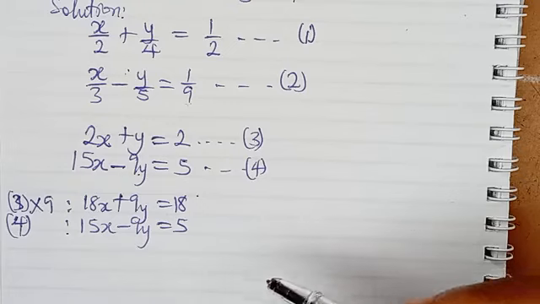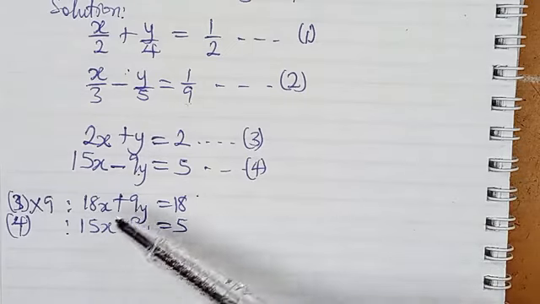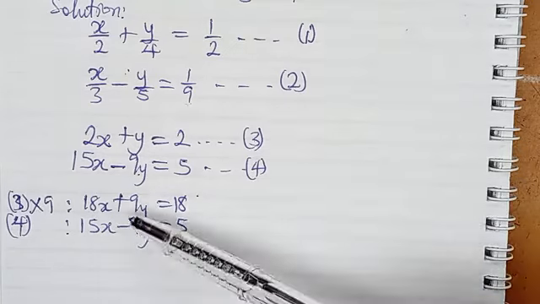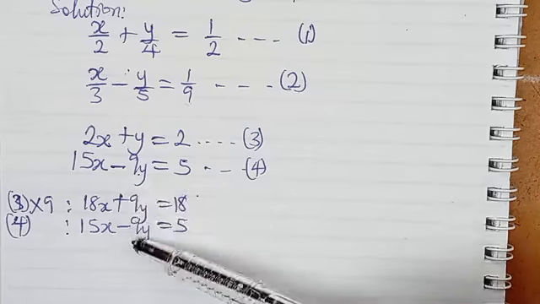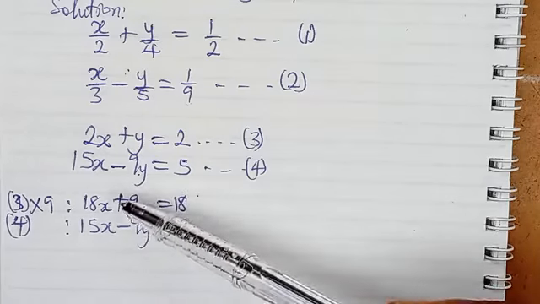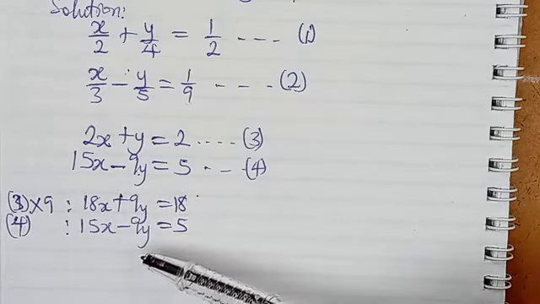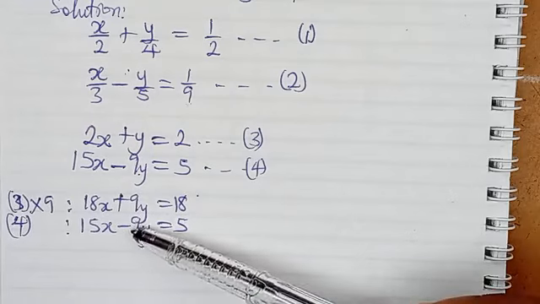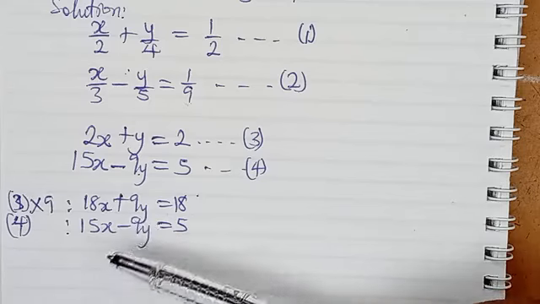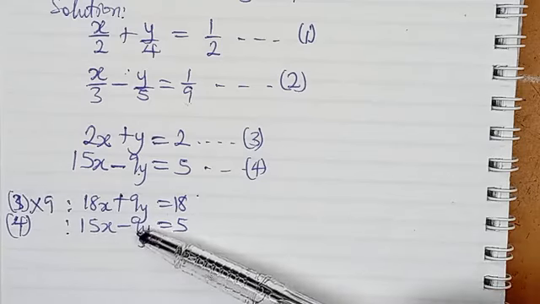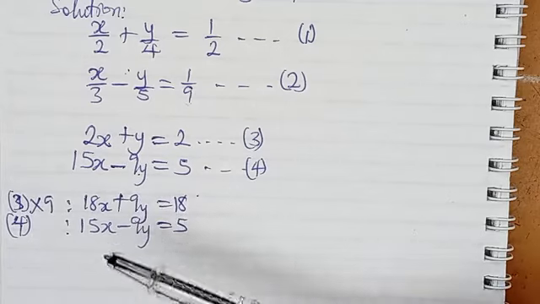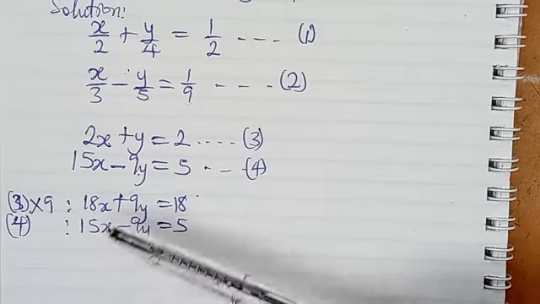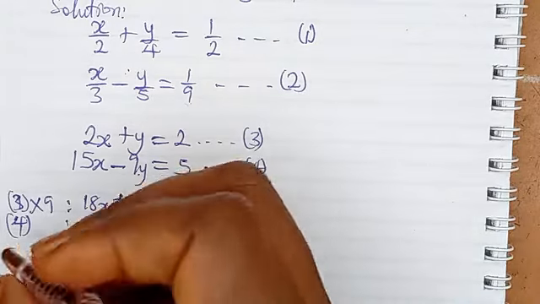Now, the next thing for us to do is we look at this. We can see they have different signs, opposite signs. So all we have to do for them is to add it. So plus 9y and minus 9y is just like saying plus minus is minus. So plus 9 minus 9, that's 0. So we eliminate it by adding.